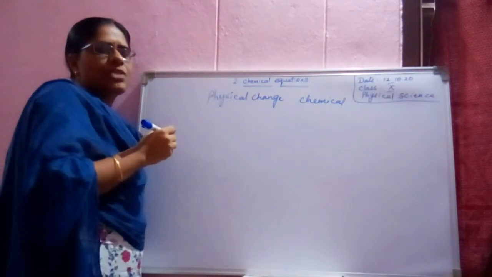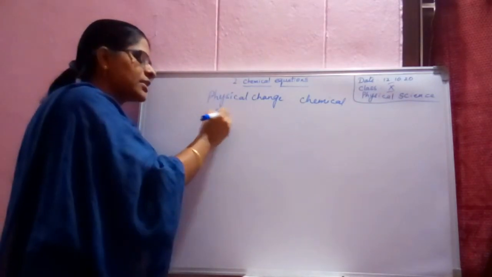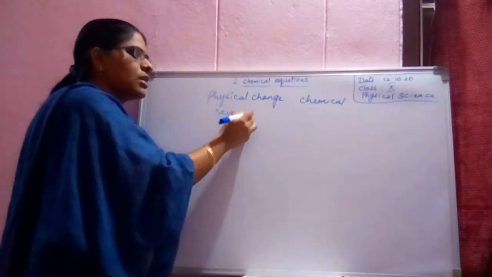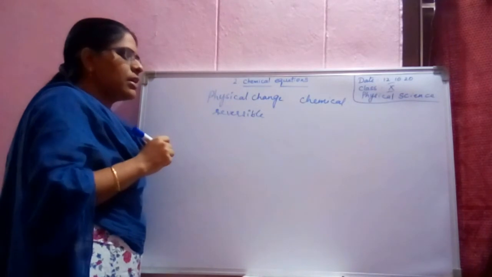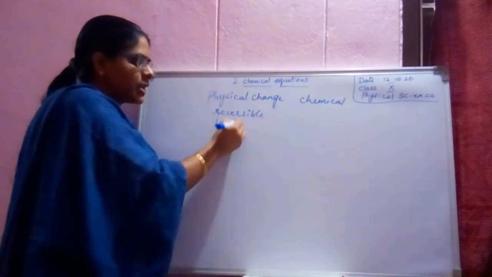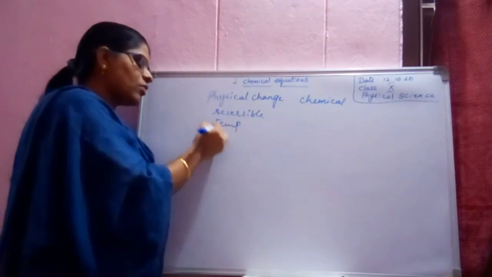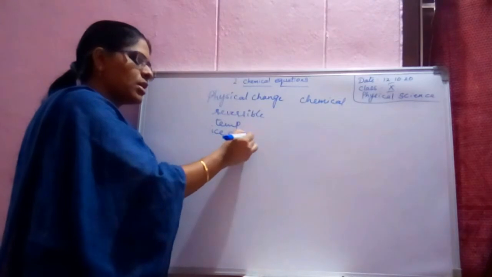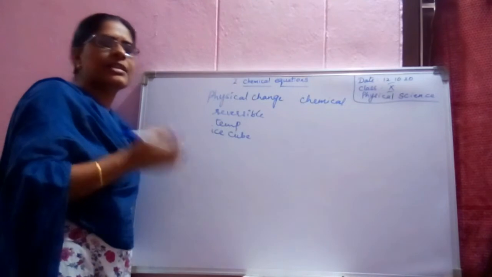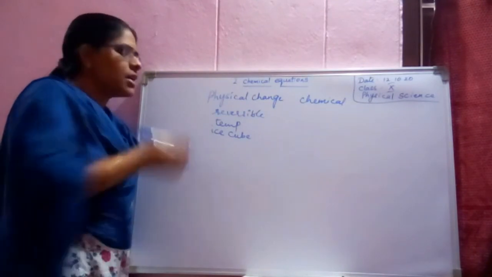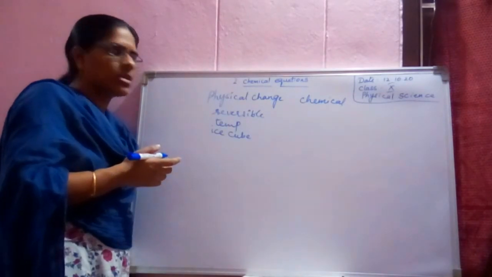In physical change, we said that it's a reversible process. It is a temporary process. We have taken an example of an ice cube, and we said if there is a change in state, size, and shape, such changes all come under physical change.